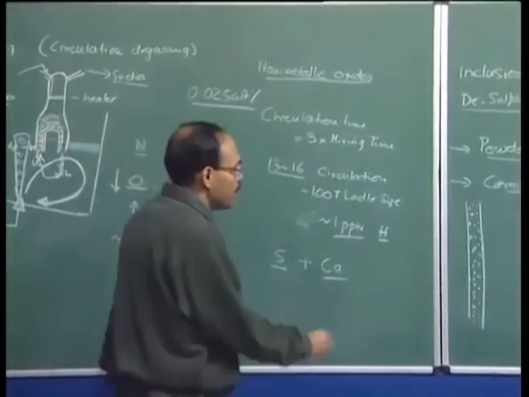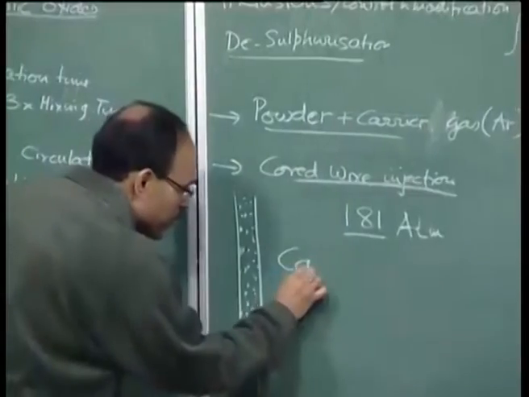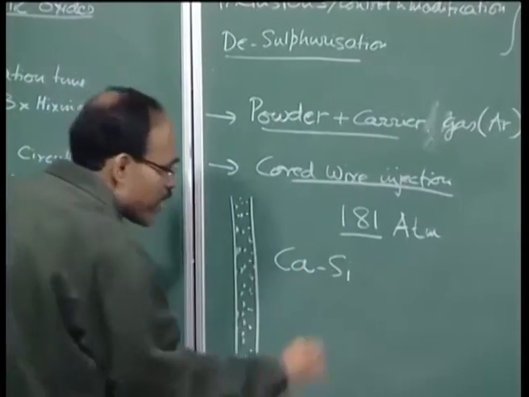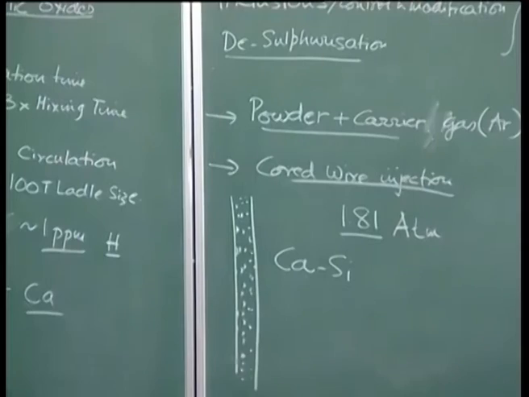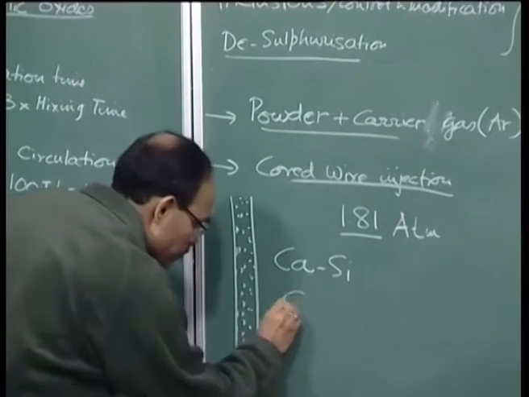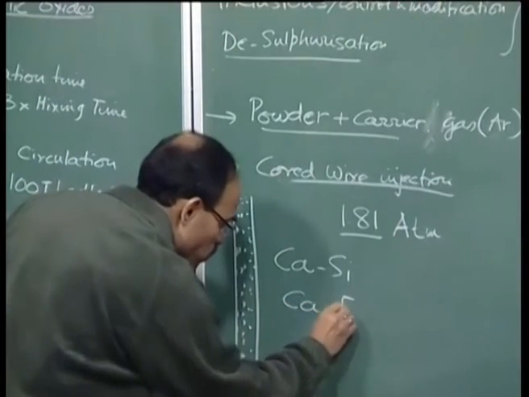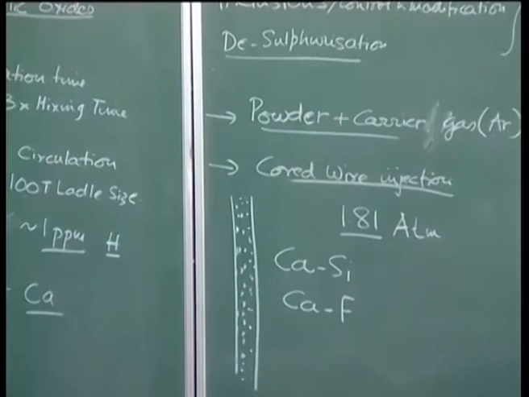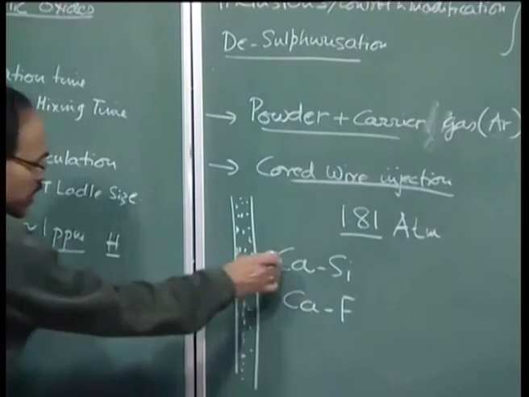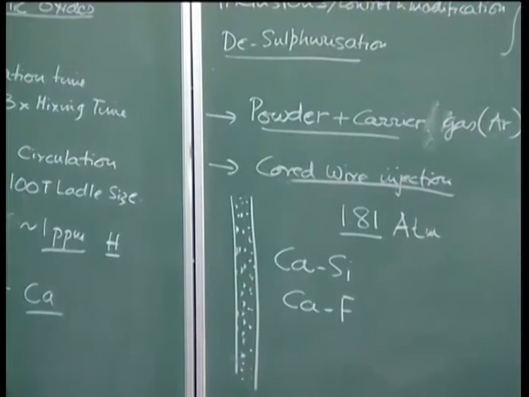So we can have CASI wire, calcium silicide injection, and calcium fluoride, CAFE wire. Okay, so both the ways they are injected, the powders could be calcium silicide or calcium fluoride, and not in pure form though, and that's the way they are injected into steel.